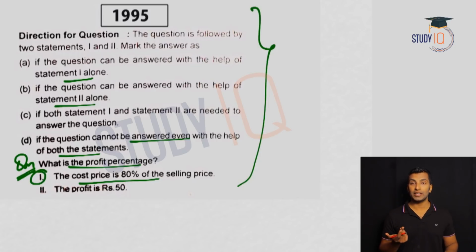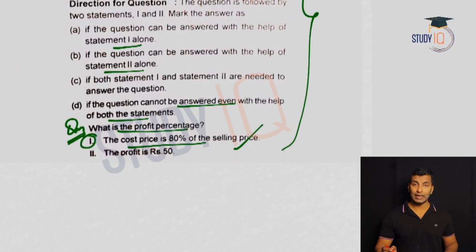Cost price is 80% of the selling price. That means there is a profit and you can easily calculate the profit percentage. So statement 1 is enough to answer the question. Now here you don't want to check for statement 2.